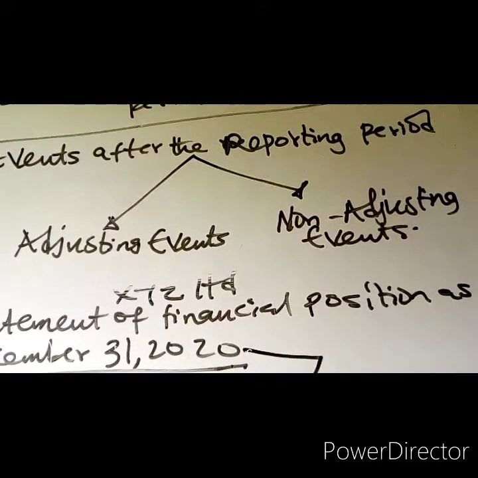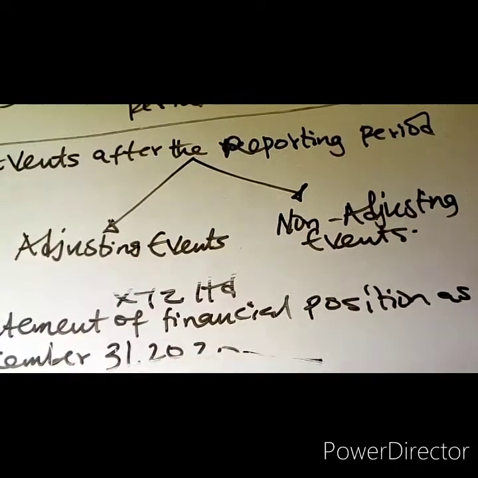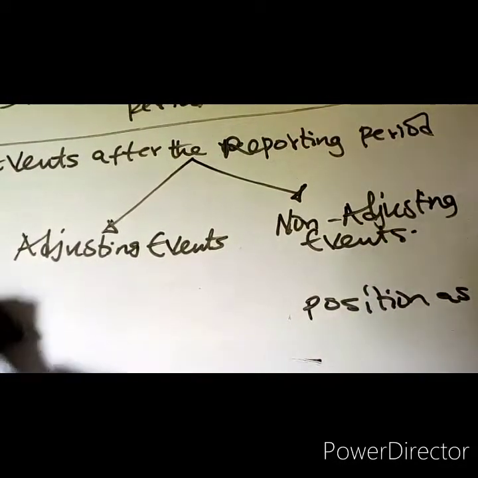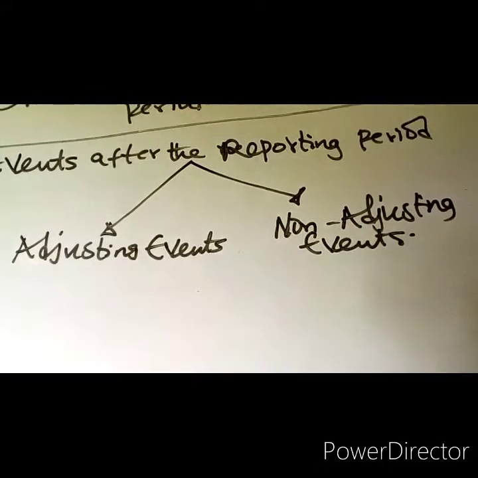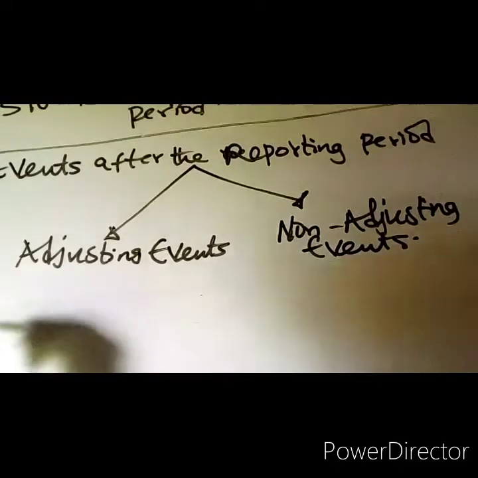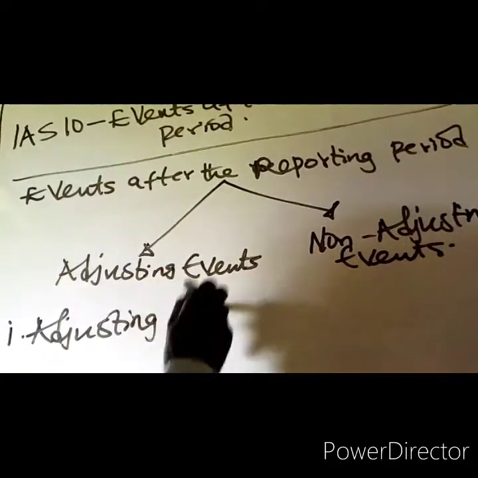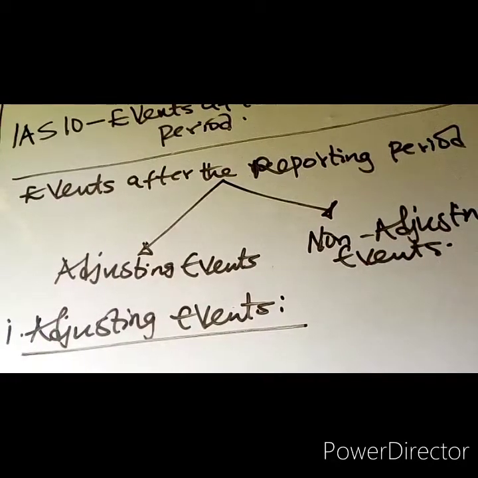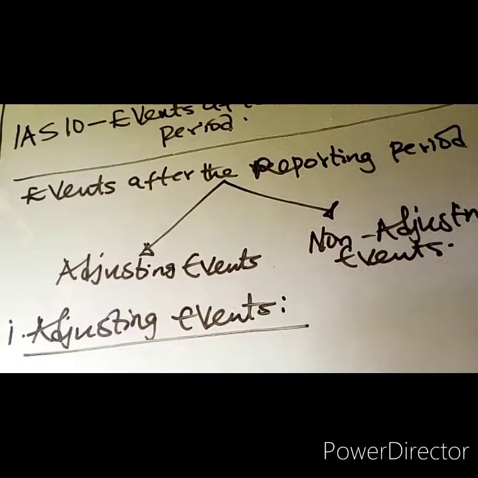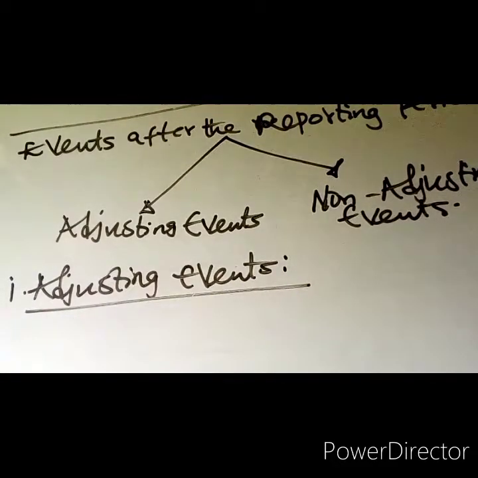Events after the reporting period can be categorized into two. One, we have adjusting events. Two, we have non-adjusting events. What do we mean by adjusting events? Any event that requires adjustment in the financial statement is said to be an adjusting event. Adjusting events are the events that require adjustment in the financial statements.